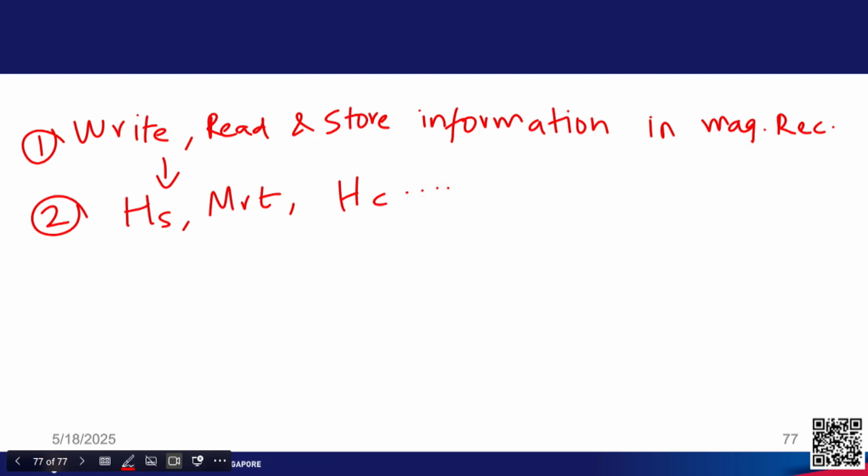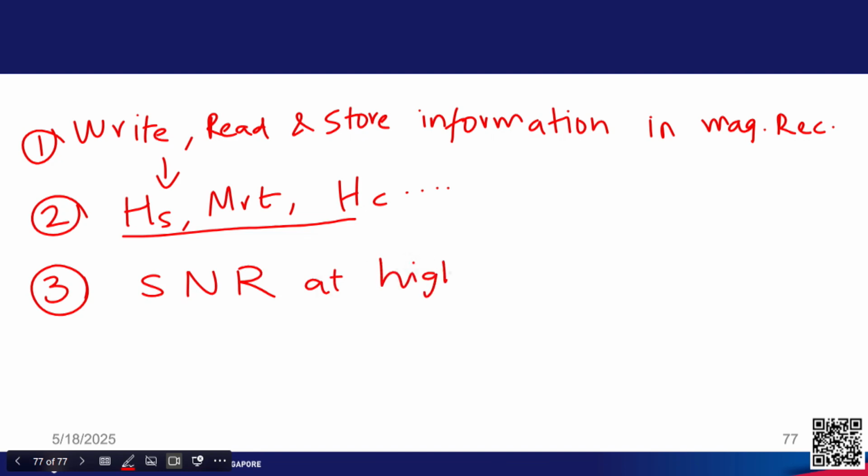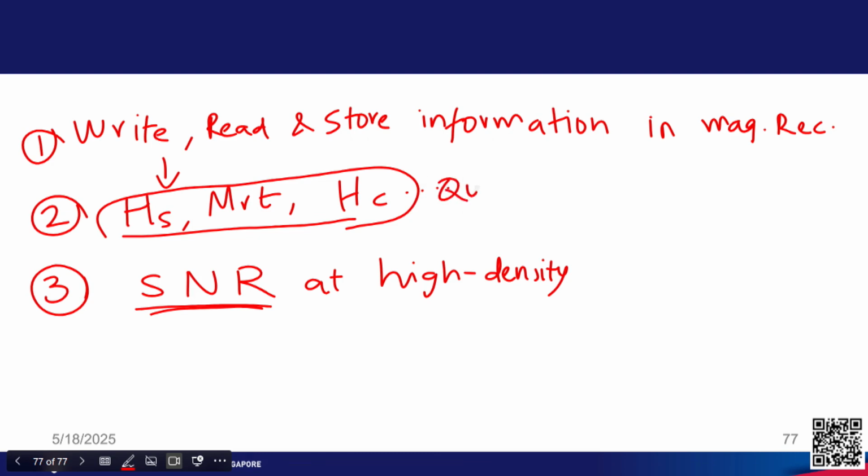Okay, then we learned that just meeting this is not enough. We also need to look at many other complex aspects like signal to noise ratio at high densities, and so on. Okay. So, the researchers who work on magnetic recording try to work on these finer aspects. These are like some qualification, I mean earlier qualification.